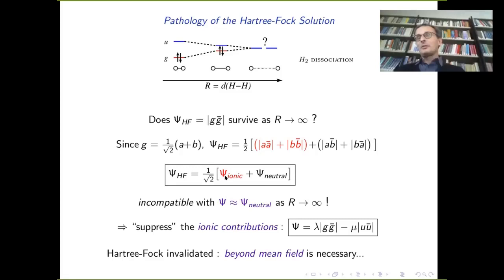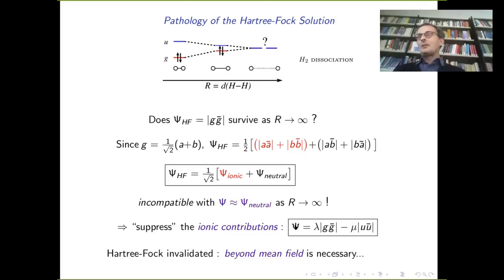As you can see, in the Hartree-Fock formulation, and that's probably one of the limitations that can be stated, this structure is not appropriate, because the ionic form survives throughout the dissociation limit. Therefore, something more has to be added to the structure of the Hartree-Fock wave function. And one naive way to simply suppress that is to add another contribution, another determinant.